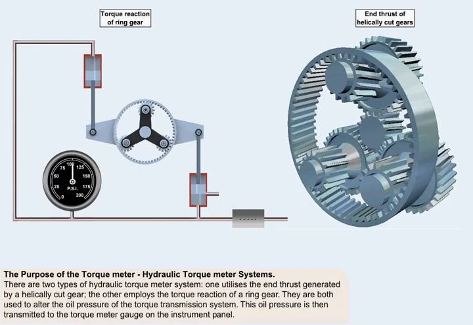There are two types of hydraulic torque meter system, one which utilizes the end thrust generated by a helically cut gear, the other employs the torque reaction of a ring gear. They are both used to alter the oil pressure of the torque transmission system, which is then transmitted to the torque meter gauge on the instrument panel. This simplified diagram shows a ring gear system.